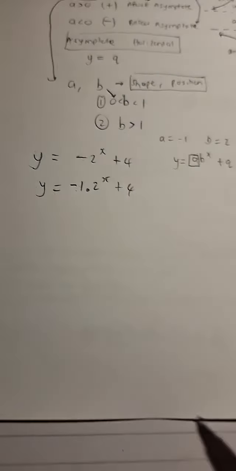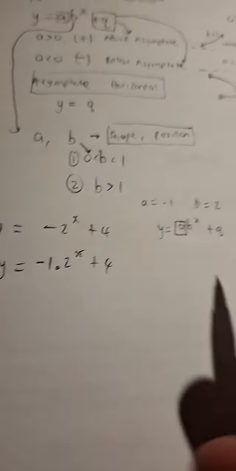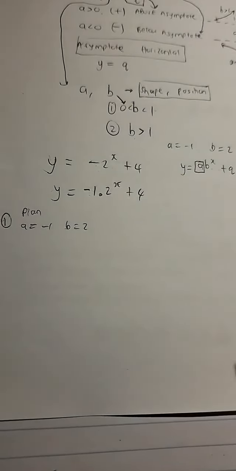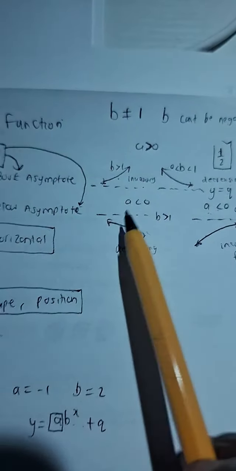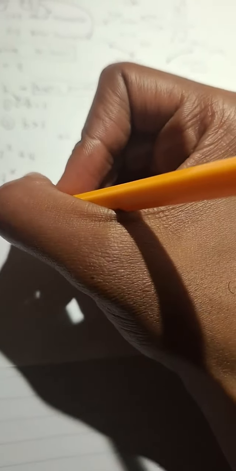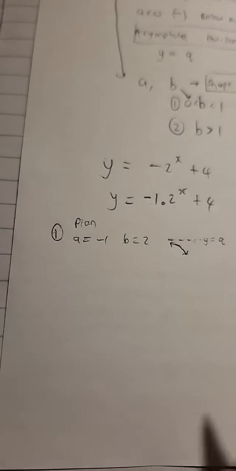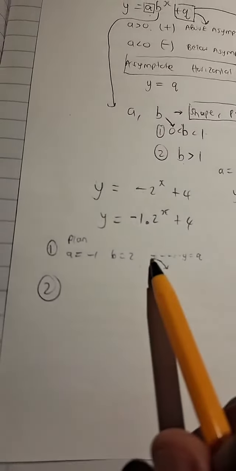When you understand the dynamics here, then it makes it easier for you to see in your mind's eye how the function will be. So remember, we are supposed to sketch this function. I know a is negative 1, b is positive 2. So as I prepare to sketch, in my plan, I can know that because a is negative 1 and b is equal to 2, I'm expecting a function that will be a curve below the asymptote. If I know what my q value is, then I know my asymptote will be that. So that's my plan. But that's what I see in my mind's eye.